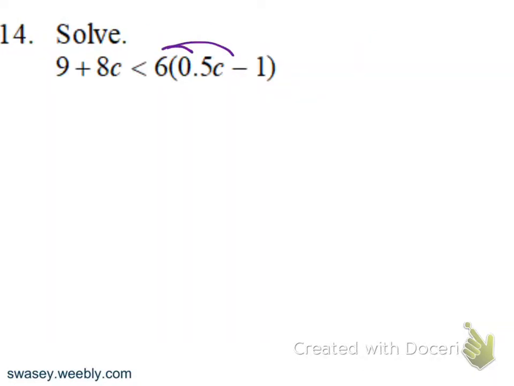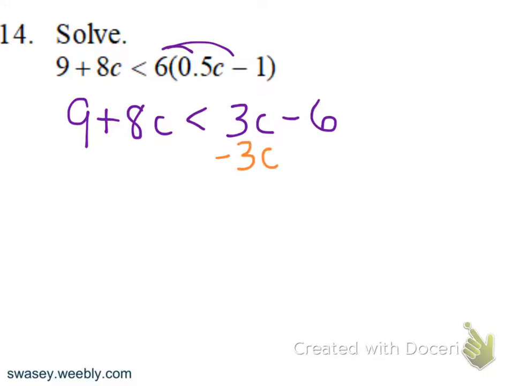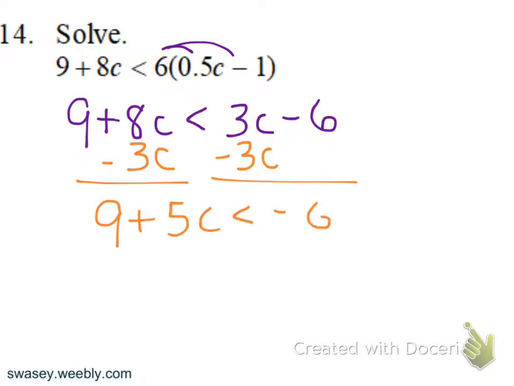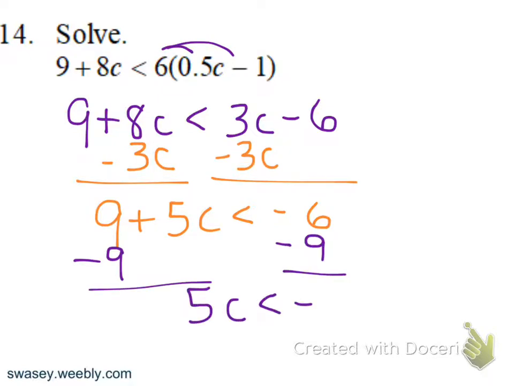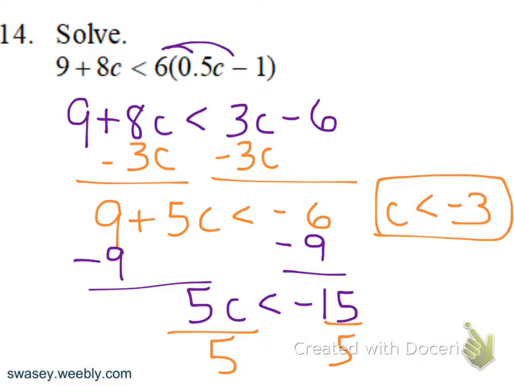To get rid of the parentheses, distribute. Get the variables on one side, constants on the other side, and divide by the coefficient. So we have 9 plus 5c less than negative 6. Subtract 9. You have 5c is less than negative 15. Divide by 5. We're dividing by a positive, so do not change the inequality symbol. c is less than negative 3.